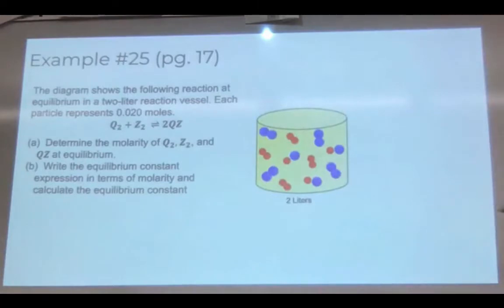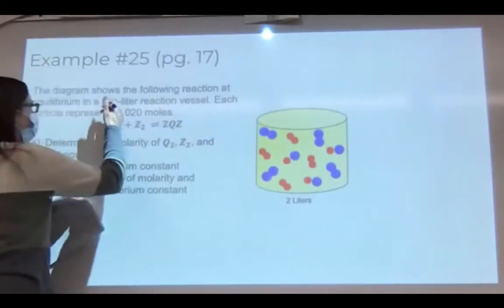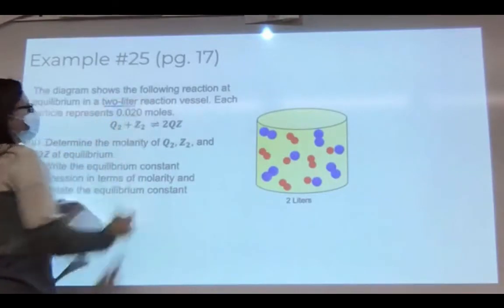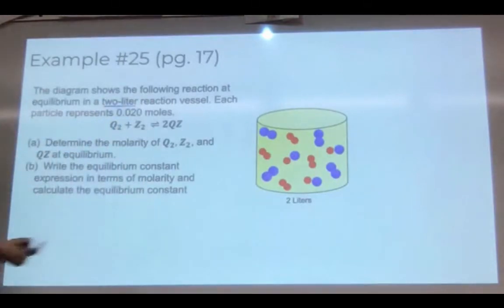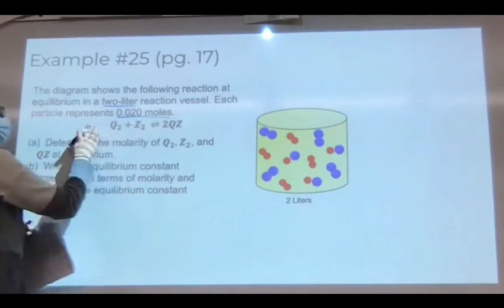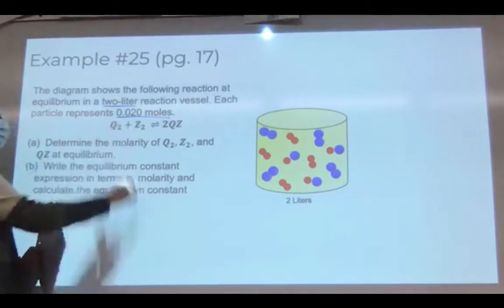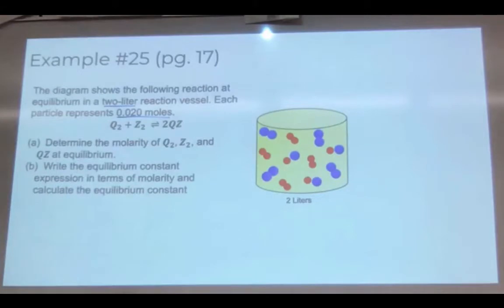So for example 25, this says the diagram shows the following reaction at equilibrium in a 2-liter reaction vessel. So I'm going to underline 2 liter because that's the size of the container, right? It tells us right here. Each particle represents 0.02 moles. So last week we talked about how we assume that each particle just represents 1 mole unless they tell us otherwise. So now they're telling us that each particle represents 0.02 moles.